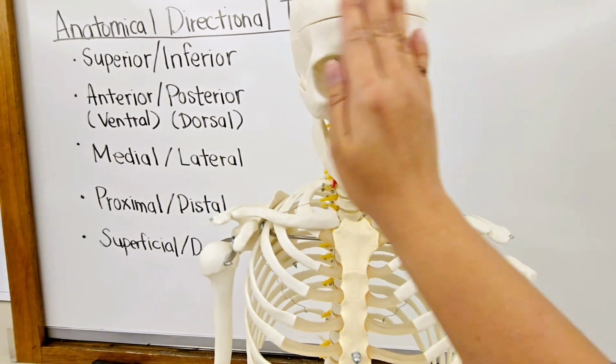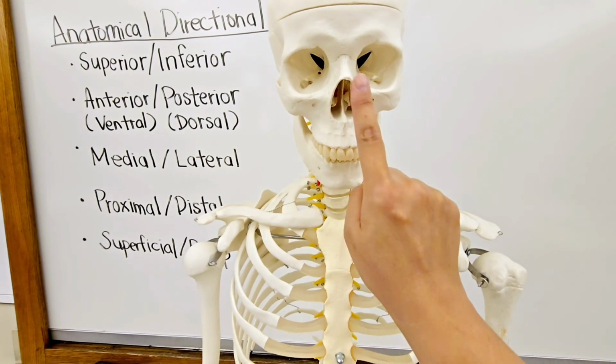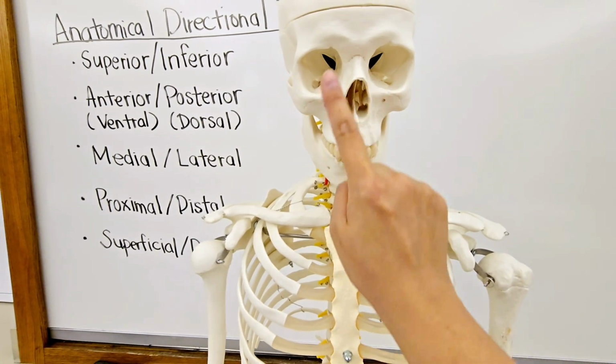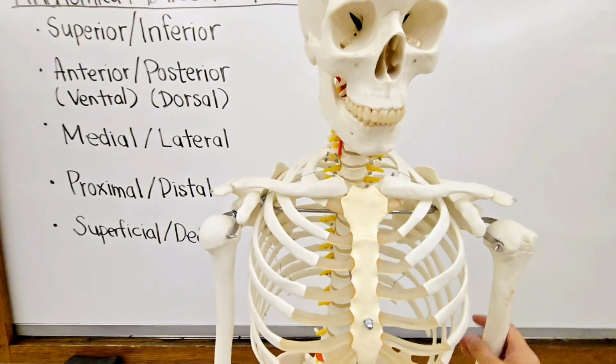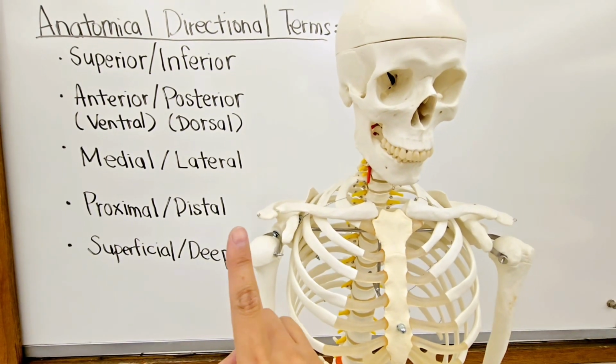Another example is, for example, the nose. Nose is medial to the eyes, or eyes are lateral to the nose. The next set of terms that is usually confusing for some students is proximal versus distal.